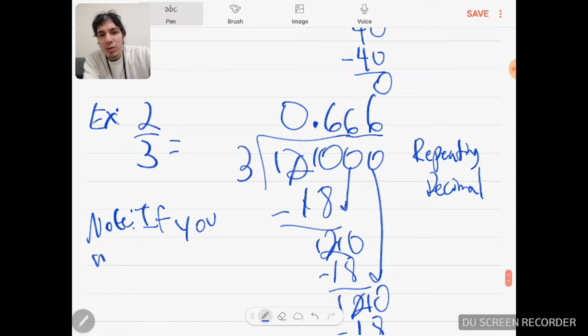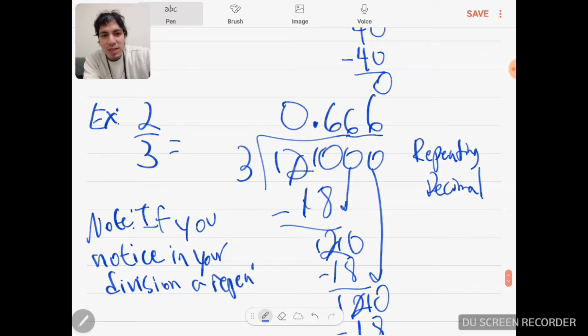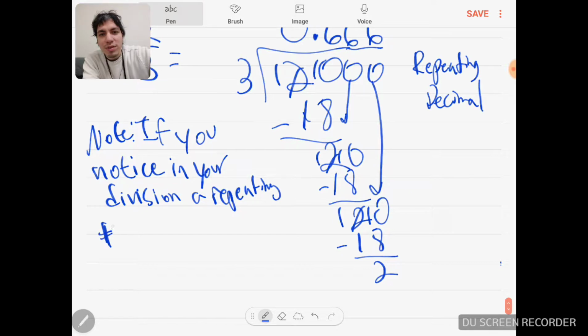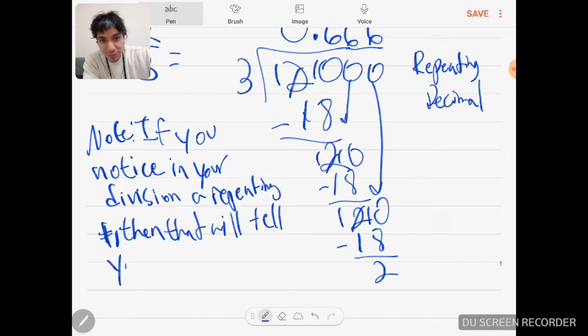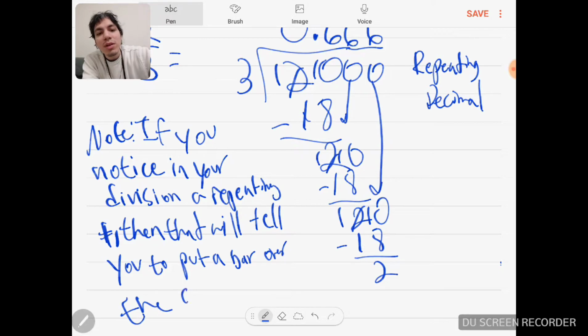If you noticed in your division a repeating number, then that will tell you to put a bar over the number, over the quotient, I should say, excuse me. Whoops, sorry. Over the quotient.